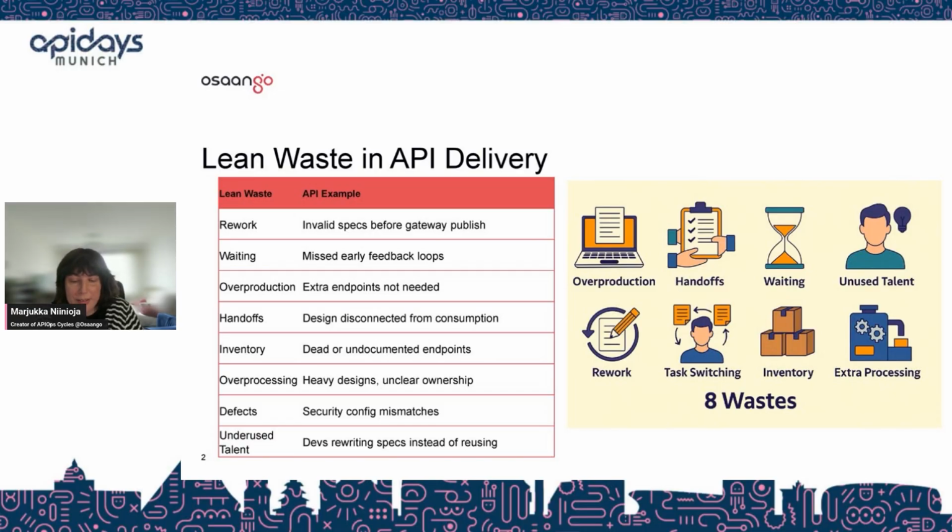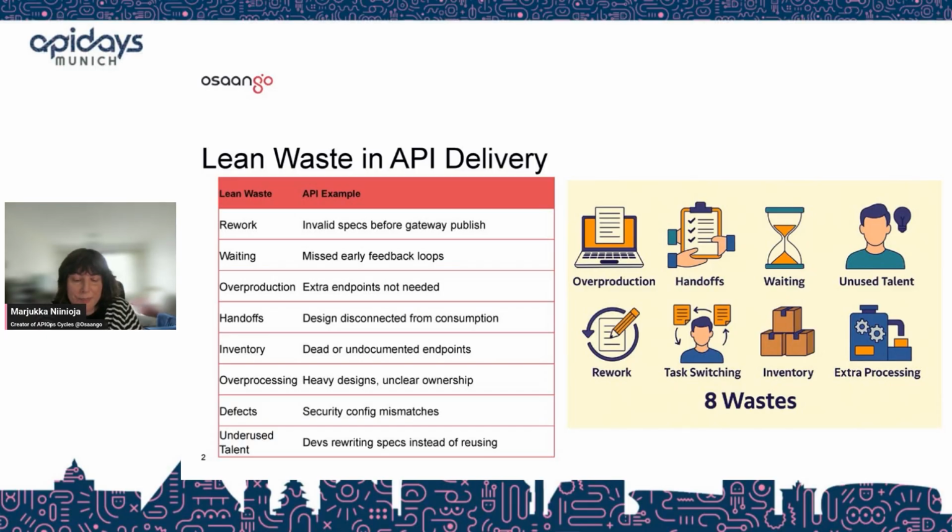Overprocessing, so heavy designs, unclear ownerships that require a lot of paper or things that make decision making really cumbersome. And defects, of course: bugs, security configuration mismatches, things that are not working as they should per requirements, or things that are not even caught in the requirements but are still causing issues.